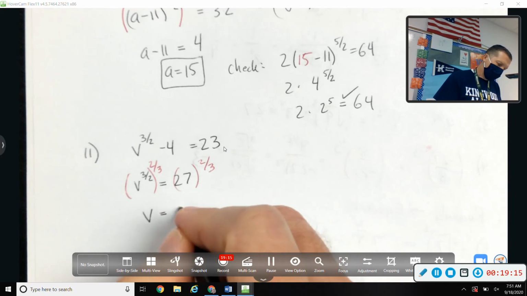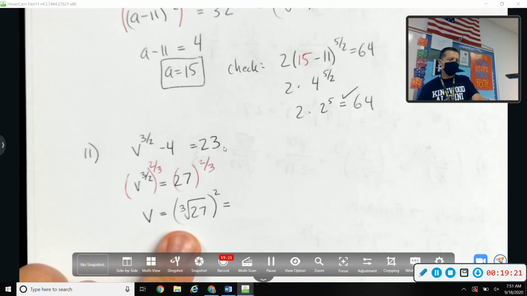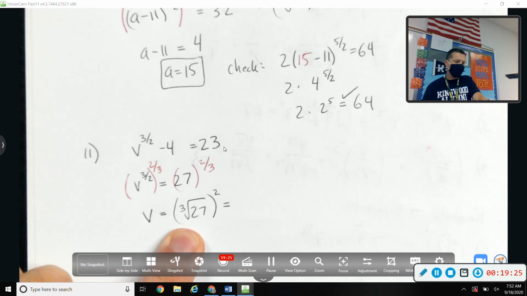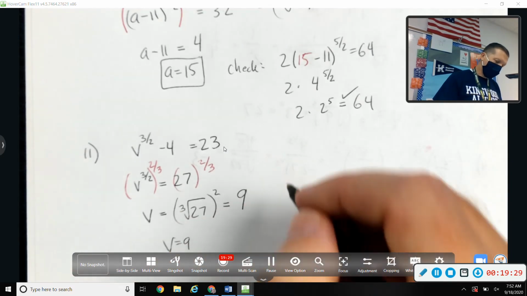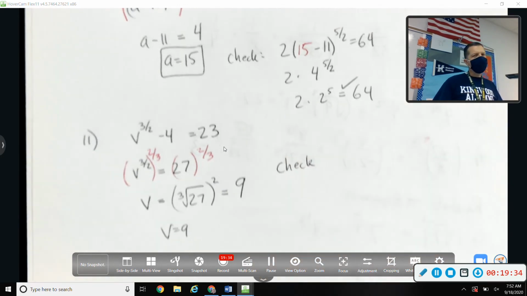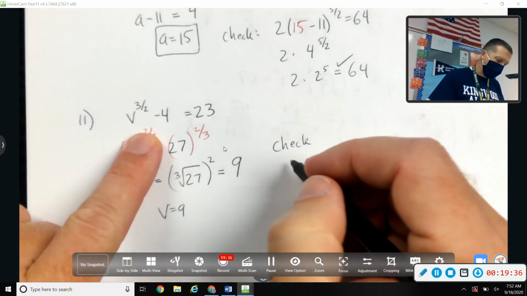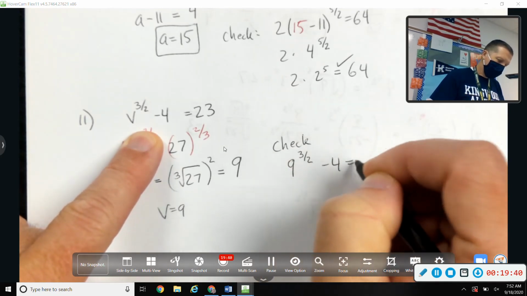And then let's see, the cube root of 27 squared. Again, some of you are going to stop writing that. You're just going to do that in your head. The cube root of 27 is 3. 3 squared is 9. So we think our answer is 9. We always have to check. Although again, I didn't see very many negatives pop up in that, so I bet we're okay. But check it anyway.